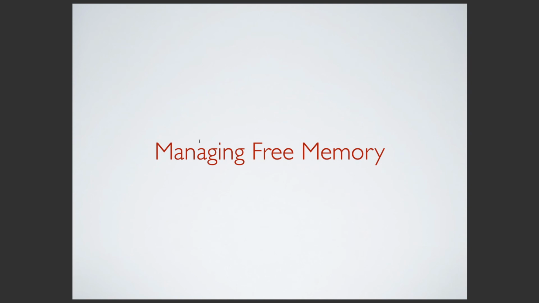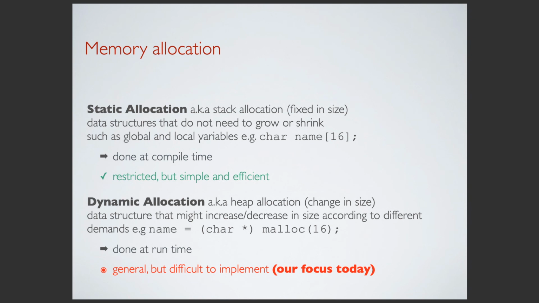So the first one is managing free memory. First of all, when you allocate memory, you have two ways to do it. One is called static allocation. It's all the variables or data structures that you declare in your program, and this data is going to be allocated on the stack. This is typical when you allocate an array or a variable, but also when you pass arguments. All of this is done on the stack.